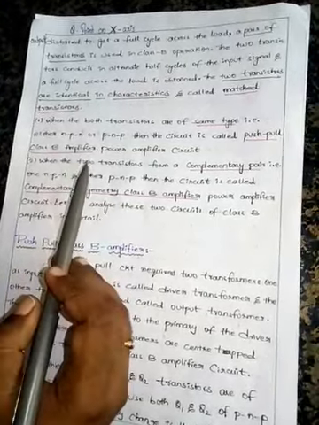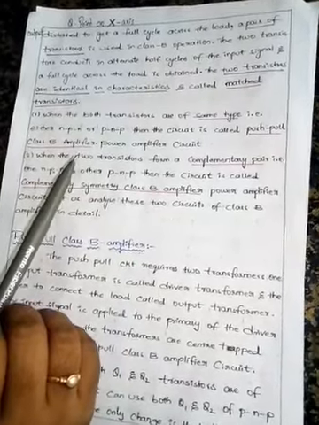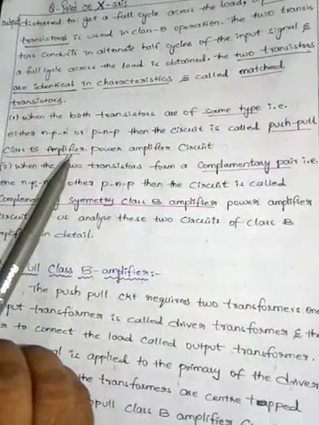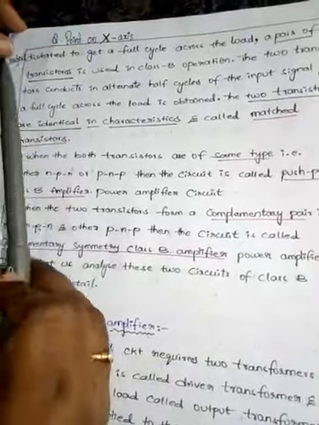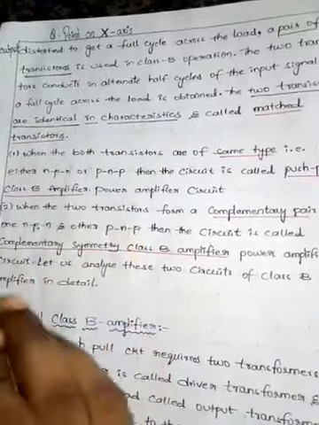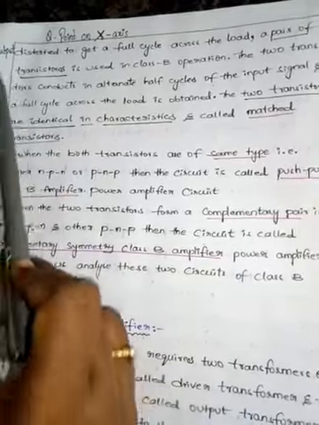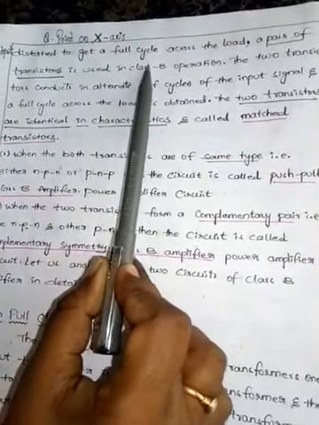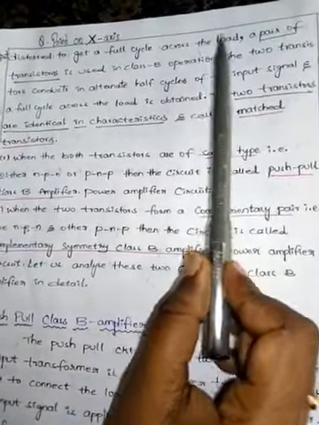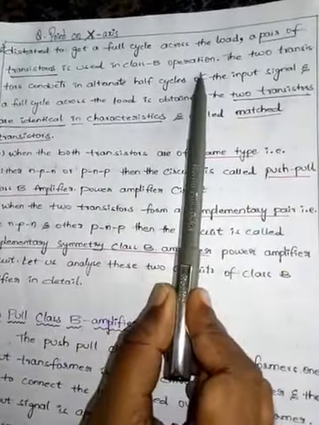Now today we are going to the next topic, that is push-pull class B amplifier. In the previous section we discussed that in a class B amplifier the operating point lies on the x-axis. So it will conduct only for half a cycle, and the output will be distorted. In order to get a full cycle across the load, we will use a pair of transistors in class B operation.